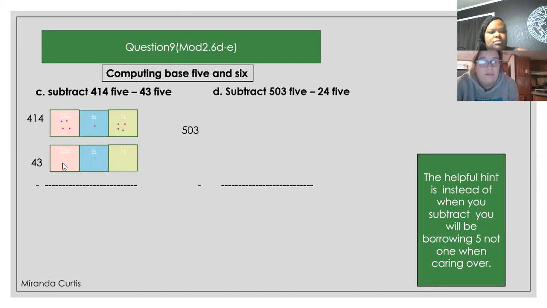Then we're going to come down here to our next ones. In our 5 spot, we have 4. 25, we don't have any. In our 1s spot, we have 3. So we're going to put 3 dots.